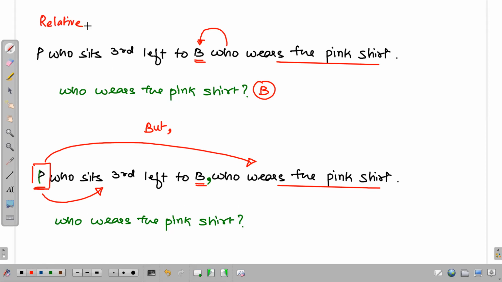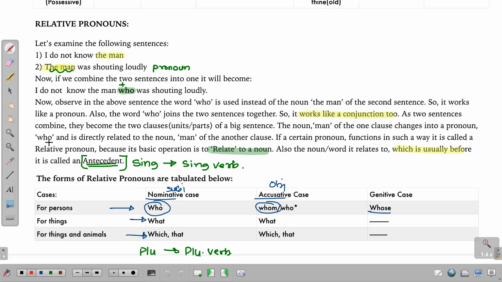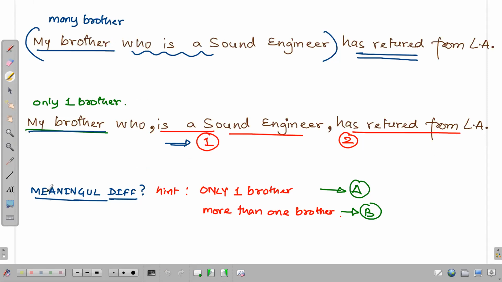This particular concept is called restrictive and non-restrictive usage. Here I have restrictively used the pronoun to immediately refer to the immediate antecedent before it. This is the antecedent, the relative antecedent. Who is it relating to? And here the relative antecedent changes when I put a comma. So that is what I was saying. When it refers to a singular noun, it will go with a singular verb. When it refers to a plural noun, it goes with a plural verb. More on this later.